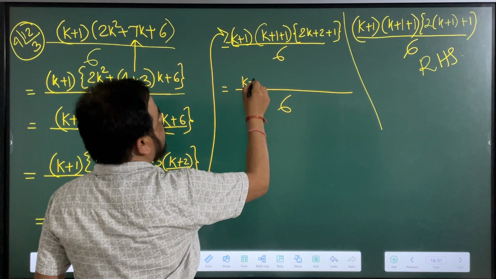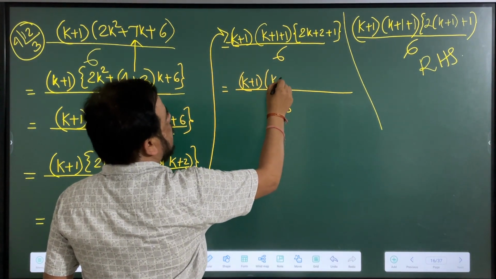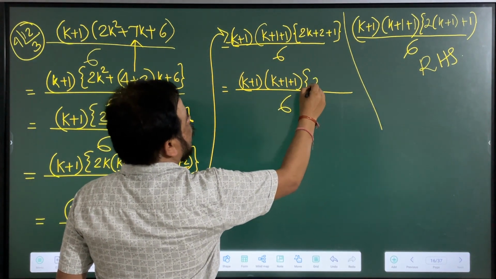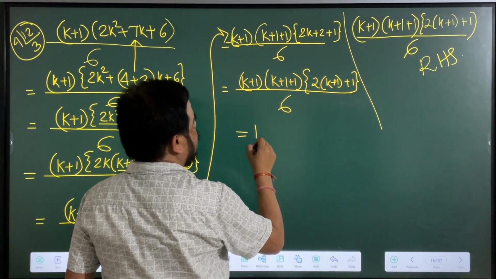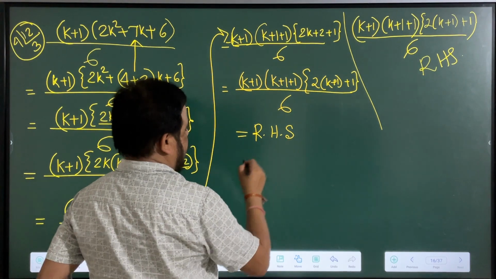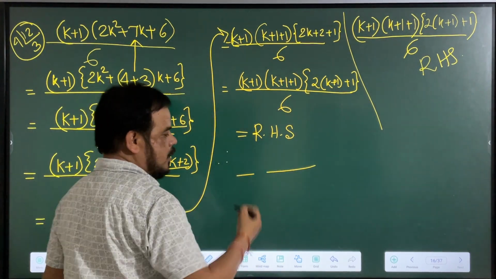6, k plus 1, k plus 1 plus 1. 2 can be taken common from the first two terms. Then this is equal to the right hand side. Therefore, that last part you can write yourself.